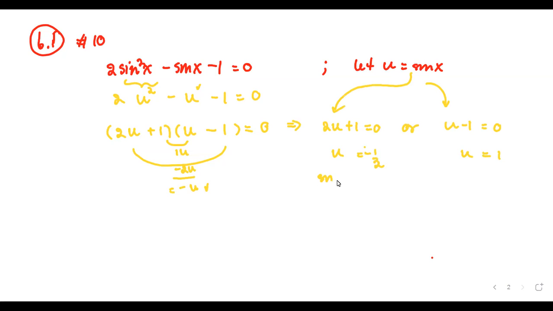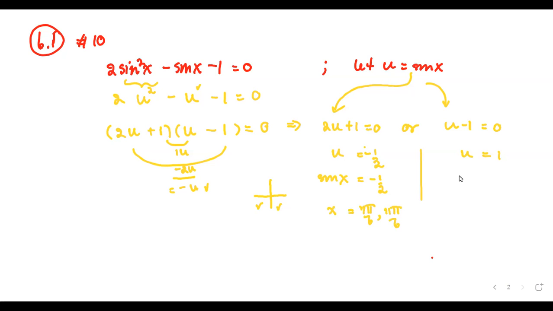Since u is sine x, sine x equals negative 1/2 for the first equation. That means we're going to find the angle x whose sine value is negative 1/2. Since sine is negative, it's going to be in the third quadrant and the fourth quadrant. So then use a unit circle. We're going to get x equals 30 degrees, which is pi over 6, but in the third quadrant it's going to be 7 pi over 6, and in the fourth quadrant it's going to be 11 pi over 6.